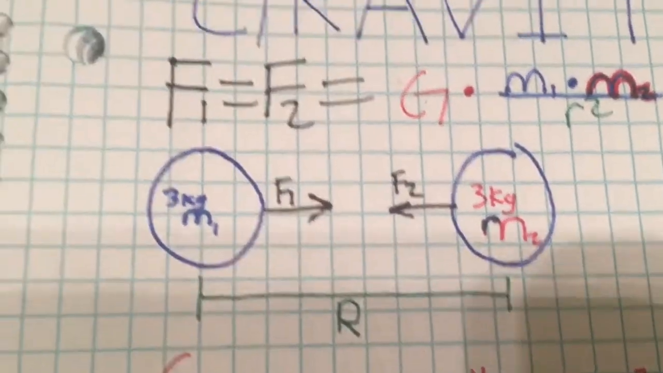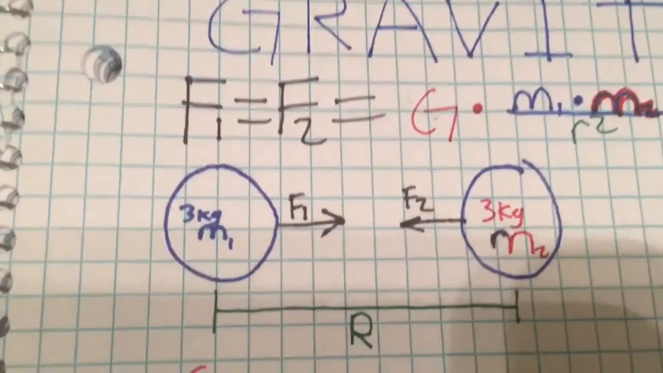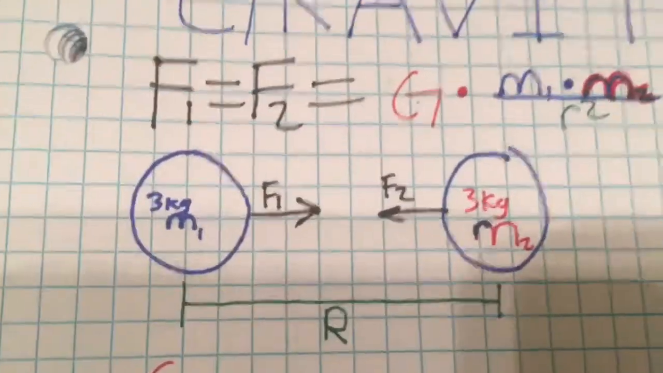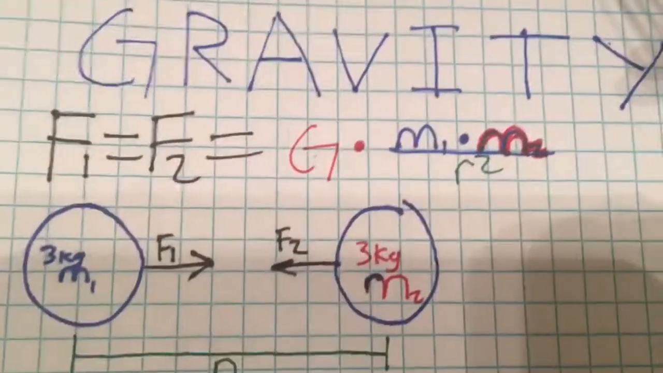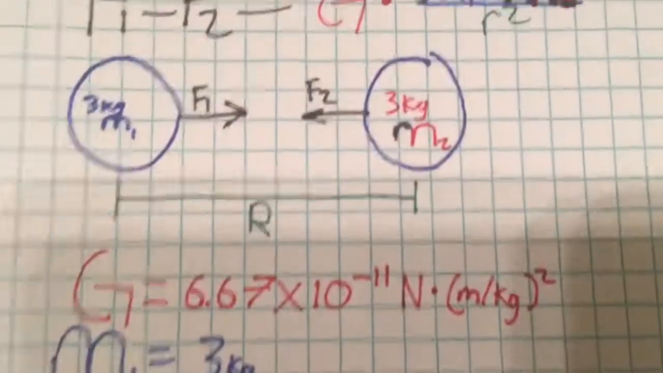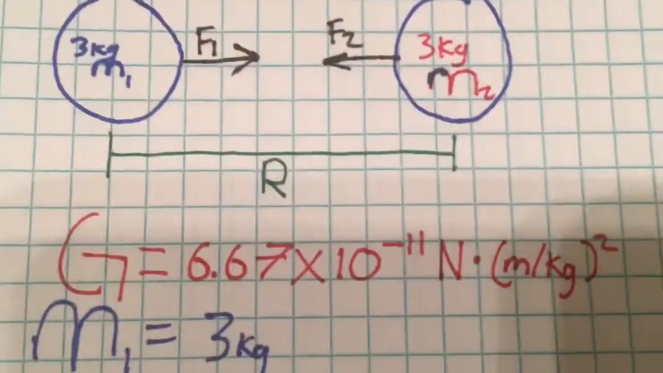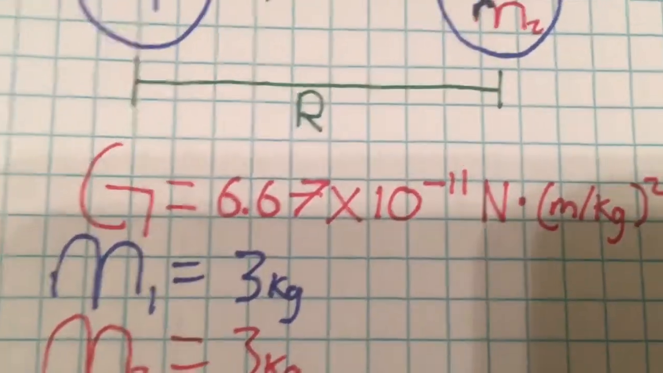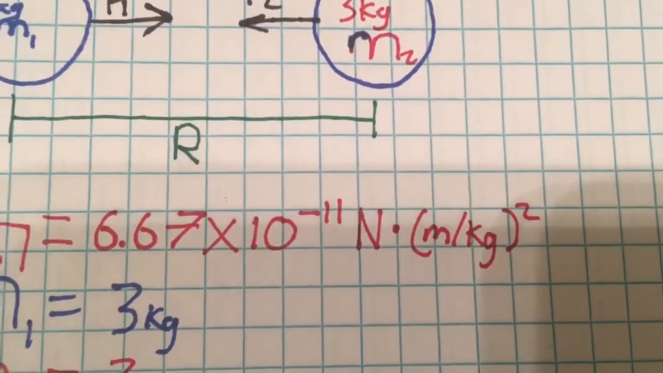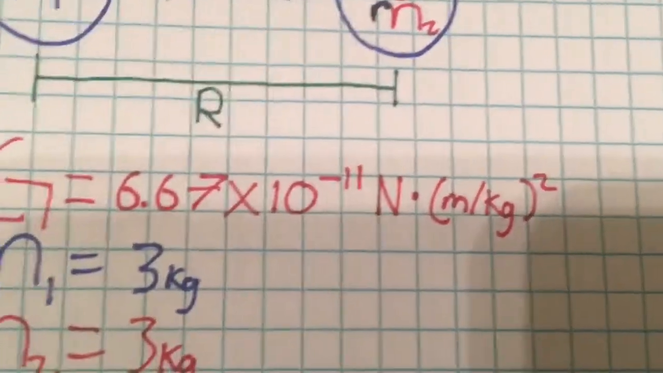So now force 1 and force 2 will always be equal to each other. So you always set those equal to each other. Now G is a constant. G will always be the same thing. So now we come down here. G is 6.67 times 10 to the power of negative 11 times meters cubed per kilogram per second squared.